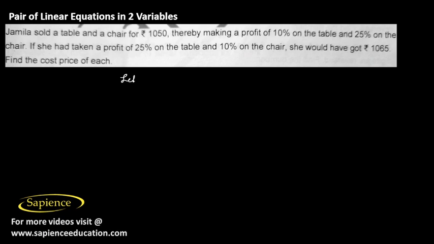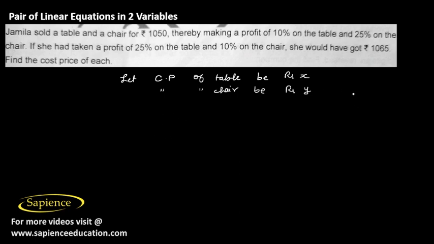So let us assume cost price, just writing CP as short form for cost price. So let the CP of the table be rupees X and let the CP of the chair be rupees Y. Now it is given Jamila made a profit of 10% on the table and 25% on the chair.